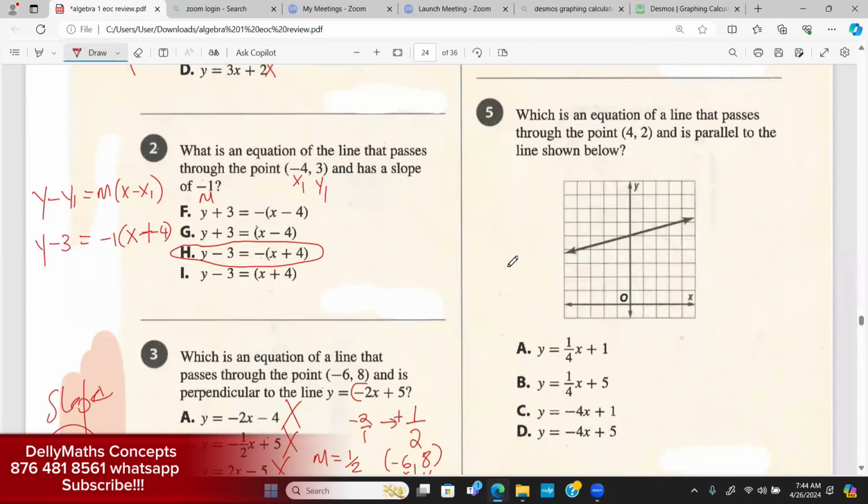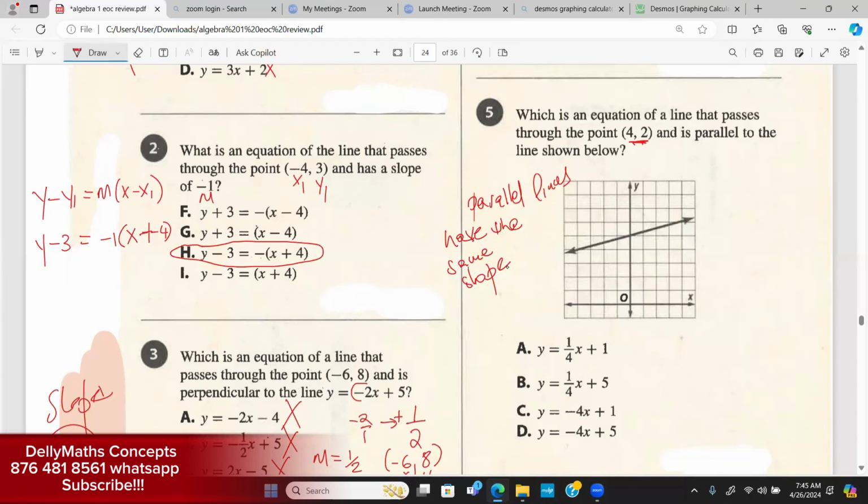Let's go for the next one, which is an equation of the line that passes through the point 4, 2 and is parallel to the line shown below. If it's parallel to this line, then it simply means that the slope of the line is the same. So let me give the quick disclaimer: when lines are parallel, their slope is the same. Parallel lines have the same slope.